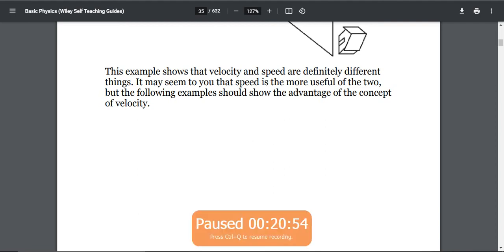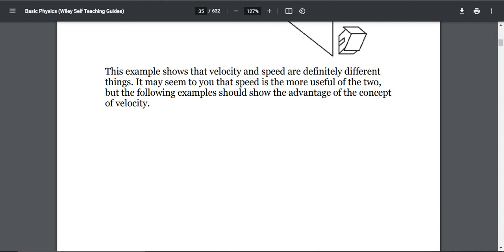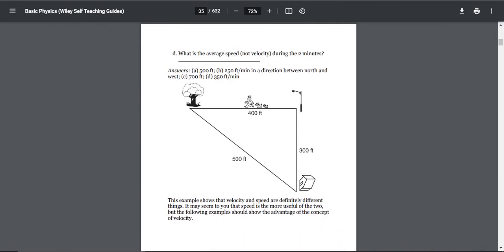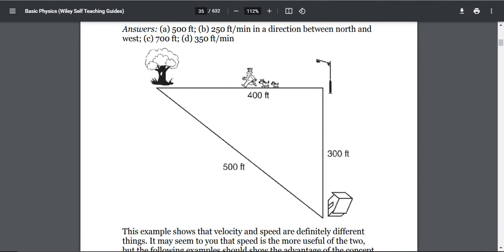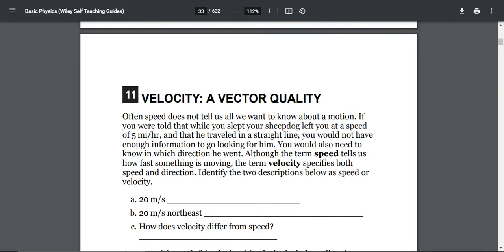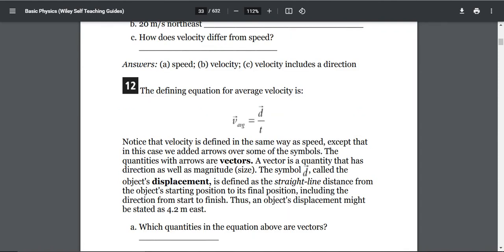So let's summarize all of that. Speed shows how fast something is moving, and velocity specifies both speed and direction. Velocity's formula is the same as speed, v equal to d upon t, but in velocity you must add the arrows upon v and d. The variables with arrows are vectors. A vector is a quantity that has direction as well as magnitude, or size. Only d with the arrow is called displacement.